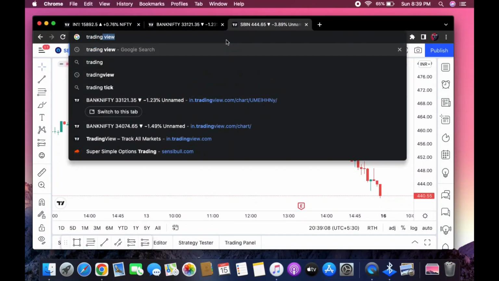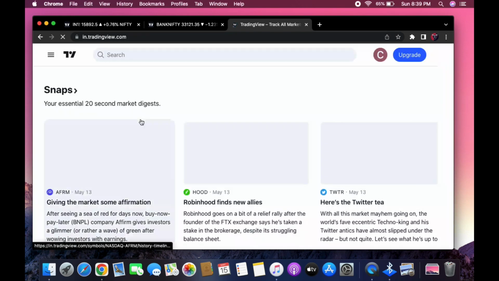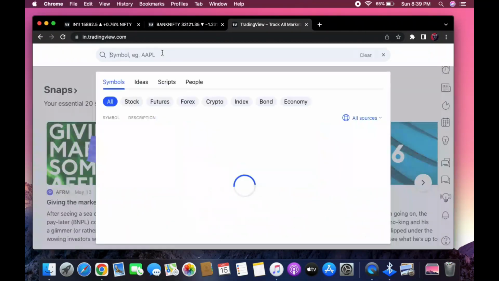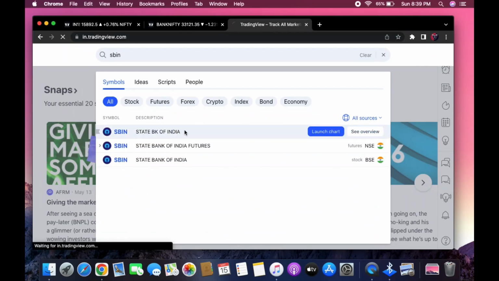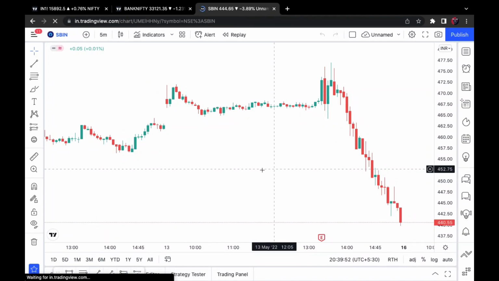TradingView. Then you need to click on the first link. Then on the search bar, search any stock. So I am choosing SBI. So your chart will look like this.